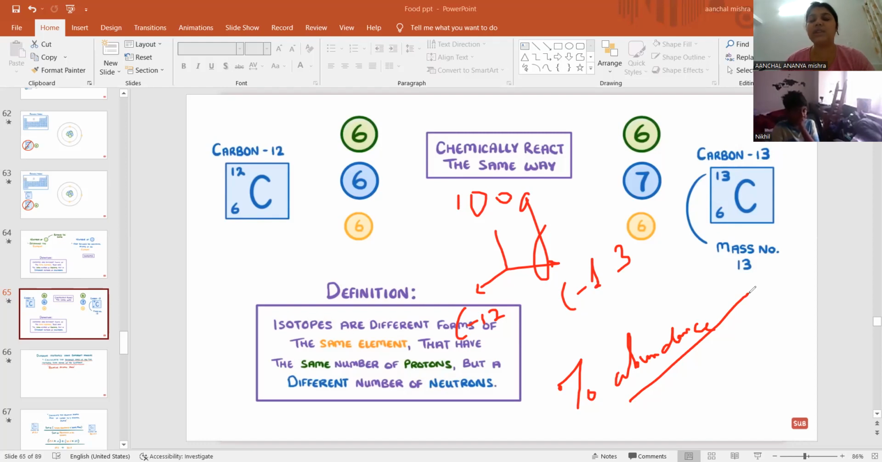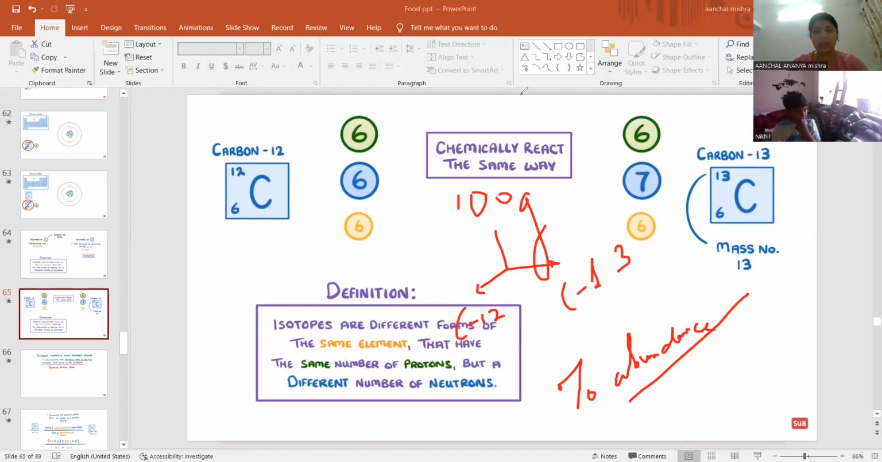Tell me. It's around 96 to 97%, right? So this much water is available. That is what we are trying to say. So percentage abundance here means that this much percentage of C12 is present and this much percentage of C13 is present in a given sample of carbon.